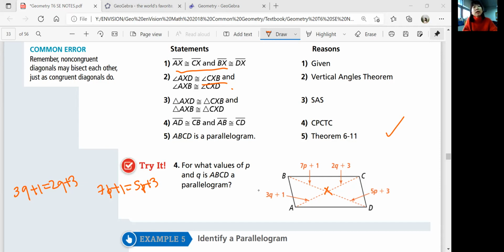Okay, so P: you subtract 5P on both sides, you get 2P. You subtract 1 on both sides, you get 2. So P is equal to 1. Q: subtract 2Q on both sides, you get Q. Subtract 1 on both sides, you get 3 minus 1, which is 2. So P is equal to 1, Q is equal to 2 is the answer. Okay. All right.